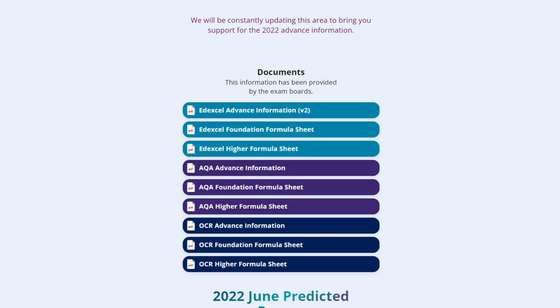So the first thing to note is that the assessments are unchanged. So there will still be 3 papers. One of them will be non-calculator. On Edexcel and AQA, they will all be 80 marks. On OCR, there will be 100 marks. There will still be a higher and a foundation tier. And the non-calculator paper will be paper 1 for Edexcel and AQA and paper 2 for OCR. So everything will be unchanged.